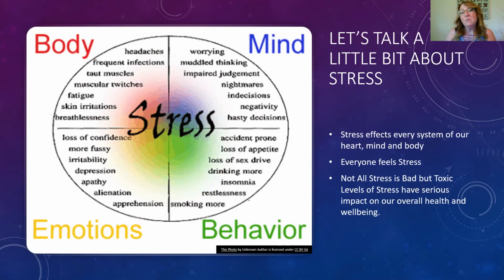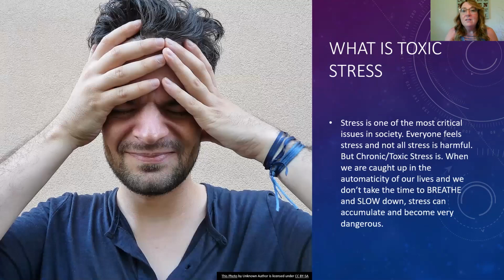And emotions, we can have loss of confidence. We can be fussy or irritable, depressed, lethargic, apprehensive, indecisive, those kinds of things. So toxic stress is chronic stress, and it's one of the most critical issues in society today. Again, everyone feels stress, but chronic and toxic stress is very, very unsafe for us.